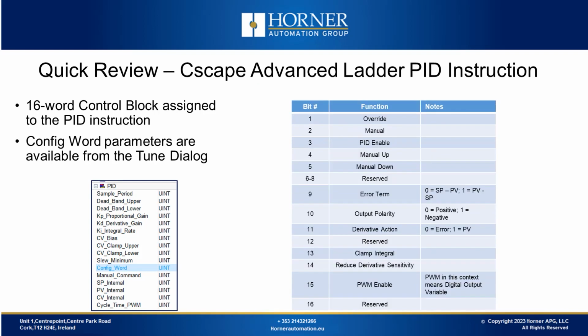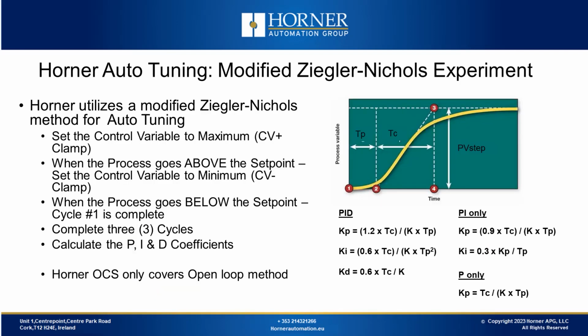One of those 16 words is a control word or config word, which we use to set the parameters. This includes how the error term operates, such as whether it's the set point minus our process variable or the reverse, and the output polarity, positive or negative, of our process. In most cases, you can leave these parameters at their default settings, but it's essential to be aware of their existence. Now we'll go back to the auto-tuning process.